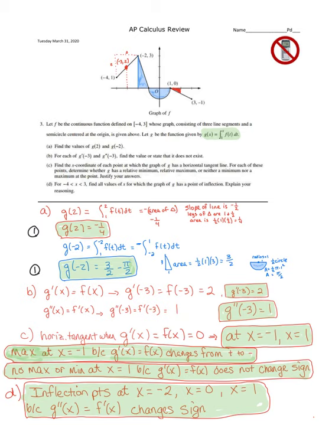And part B is also worth 2 points, and you'll get 1 point for g prime of -3 and 1 point for g double prime of -3.